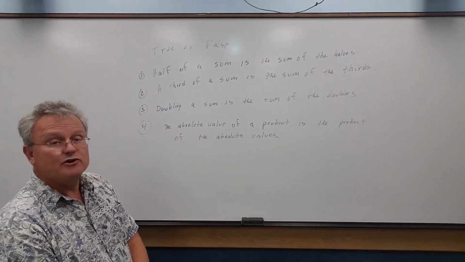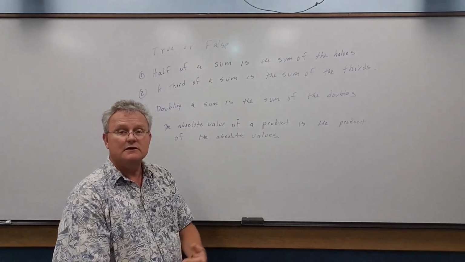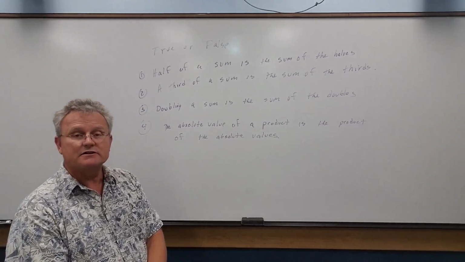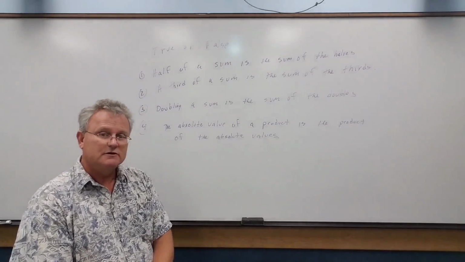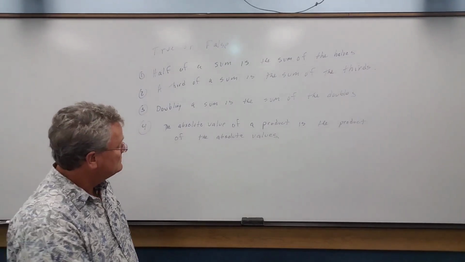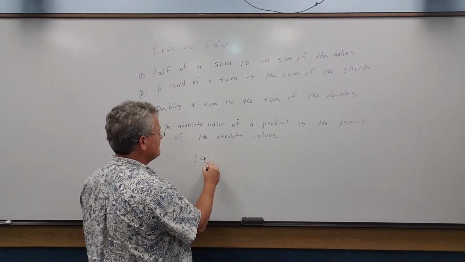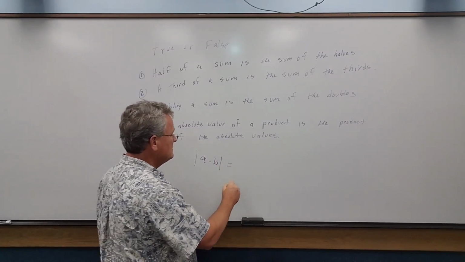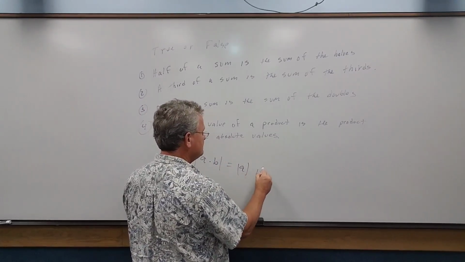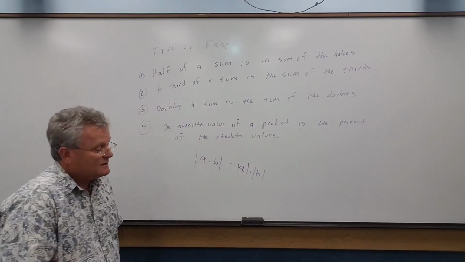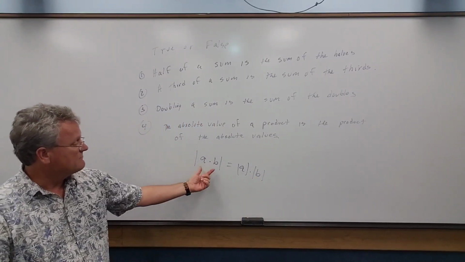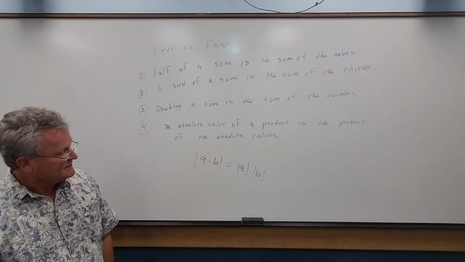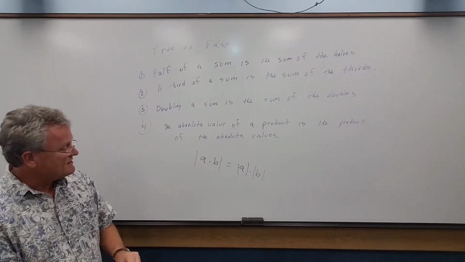And let me just give one last one. The absolute value of a product is the same as the product of the absolute values. Well, it turns out that's true. So the absolute value of a product is equal to the absolute value of A times the absolute value of B. And that is true, because if you multiply these, it just works. But you can explain why.